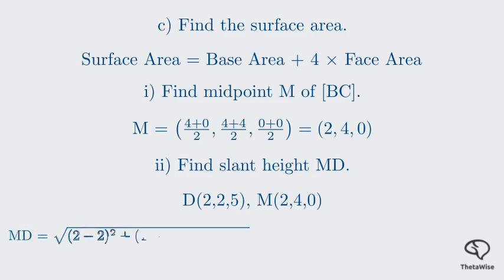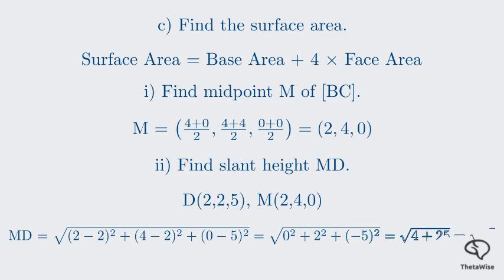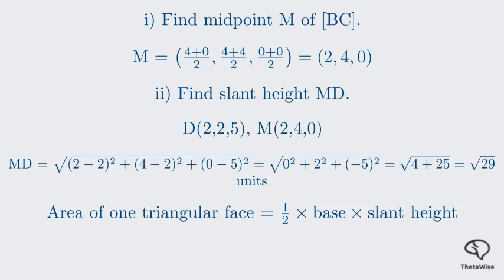Using the distance formula, we get the square root of (2 minus 2) squared plus (4 minus 2) squared plus (0 minus 5) squared. This simplifies to the square root of 0 plus 4 plus 25, which is root 29 units. Now we can find the area of one face. The area of a triangle is 1/2 times its base times its height. This is 1/2 times 4 times root 29, which equals 2 root 29 square units.